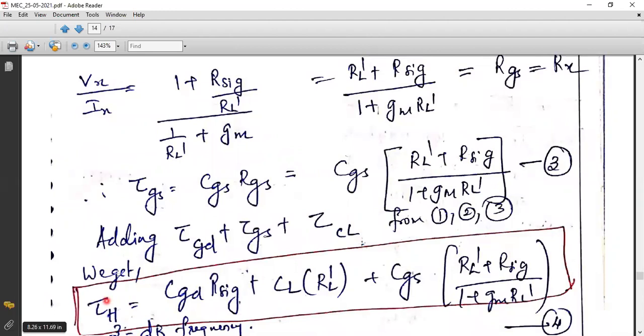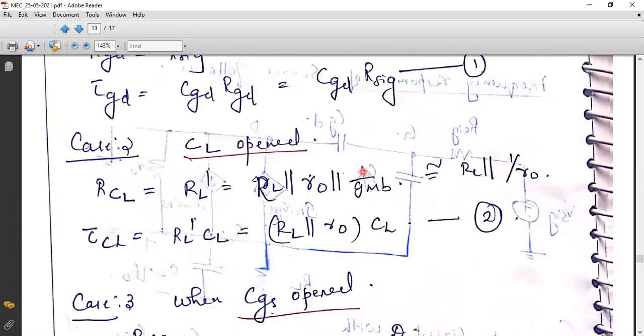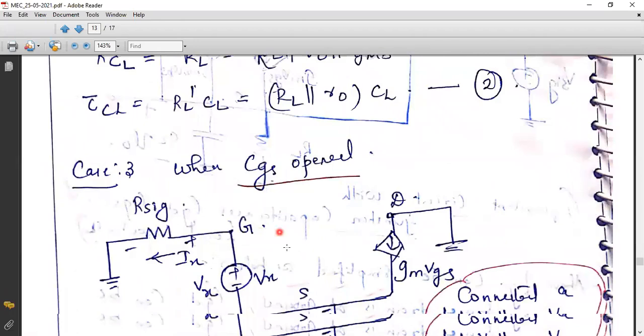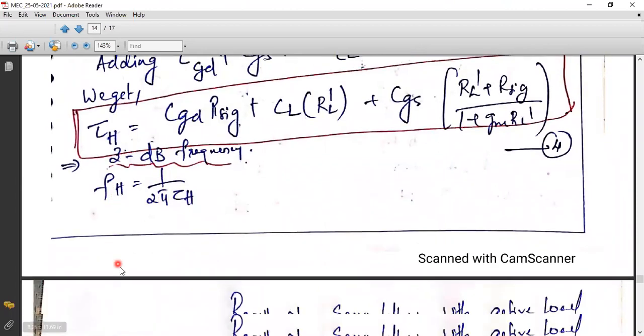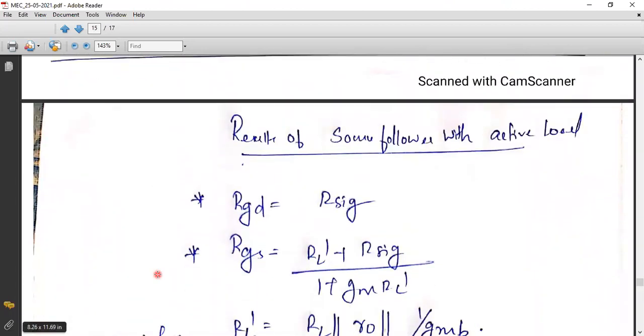So this is the expression that we got, that is tau H is equal to the first equation CGD Rsig plus CL RL dash plus CGS into RL dash plus Rsig by 1 plus GM into RL dash. And you know what is RL dash? RL dash is the parallel combination of the three resistances, that is RL, R0, and 1 by GMB. And once you get tau H, by making use of our final expression 1 by 2 pi tau H, we will find our FH. Okay, so this is the result that we have obtained from this particular analysis.